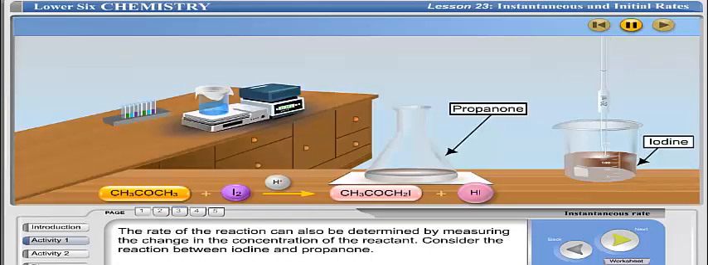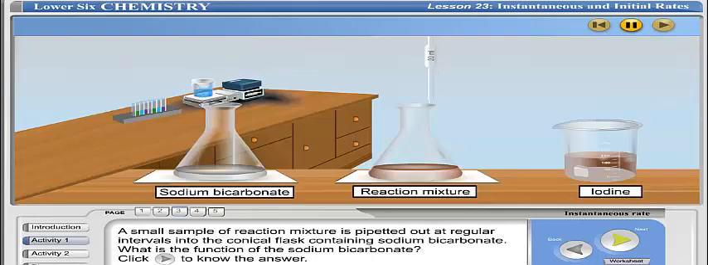The rate of the reaction can also be determined by measuring the change in the concentration of the reactant. Consider the reaction between iodine and propanol. A small sample of reaction mixture is pipetted out at regular intervals into the conical flask containing sodium bicarbonate.